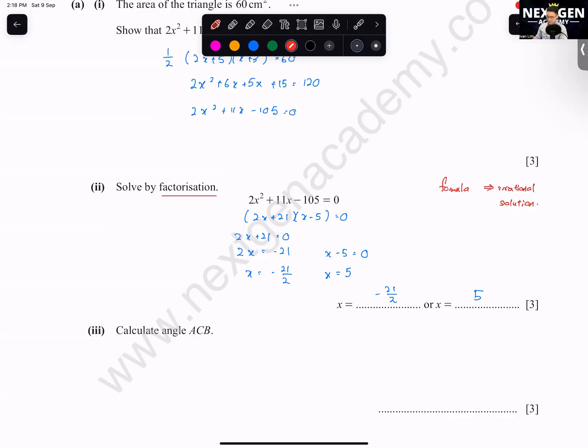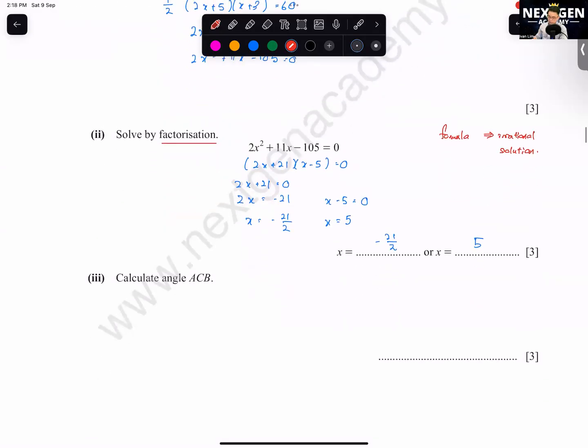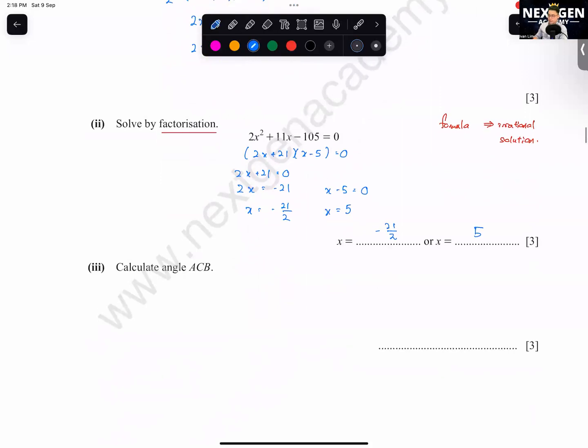Number 3. Calculate the angle ACB. We need to find the length of the sides first, then after that we just use SOHCAHTOA. x is equal to 5. It cannot be negative 21 over 2 because your length cannot be negative. So AB is 2x plus 5, which is 2 times 5 plus 5, equals 15. AC is 5 plus 3, which equals 8.